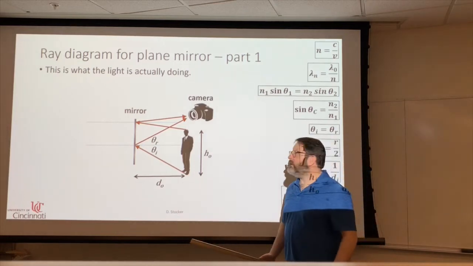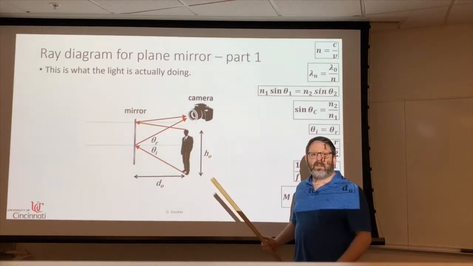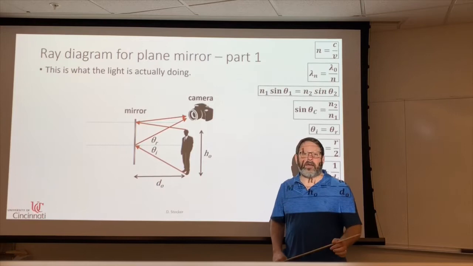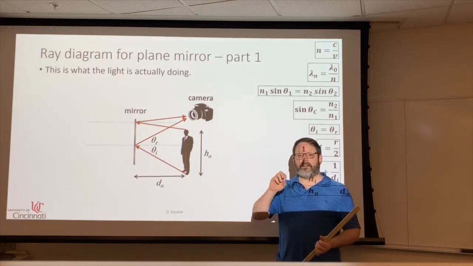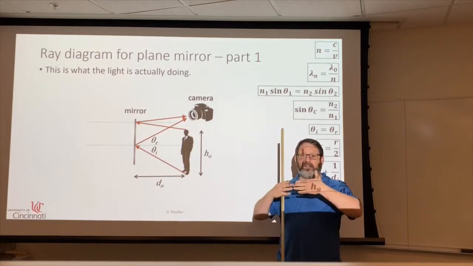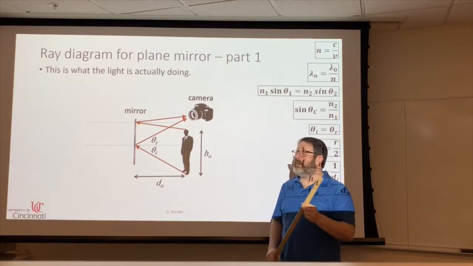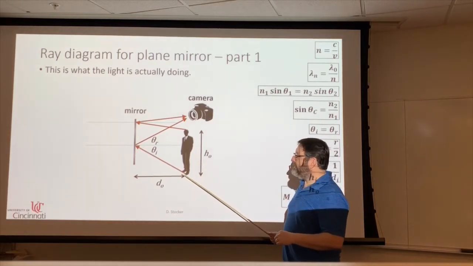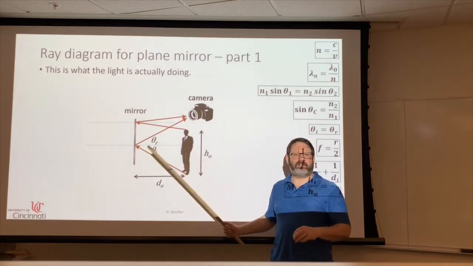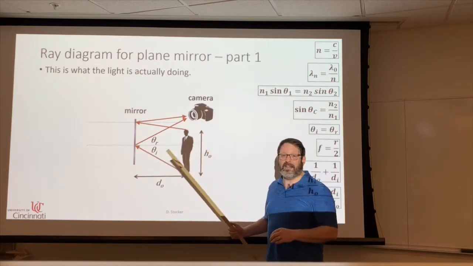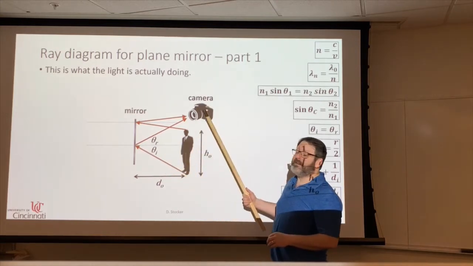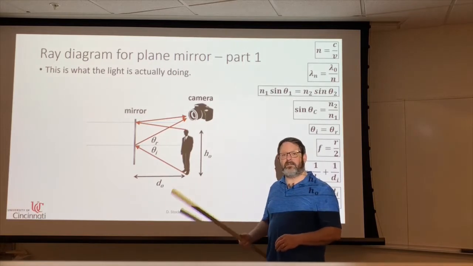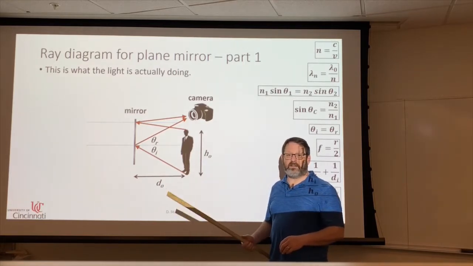I'd like to introduce the idea of ray diagrams. Ray diagrams describe the path that light takes. Light is actually a wave. It's a wave that spreads out in space. It's not a nice, neat arrow going along. It's much more complicated than that. But making ray diagrams is a nice way to simplify what's going on to help us to understand it.